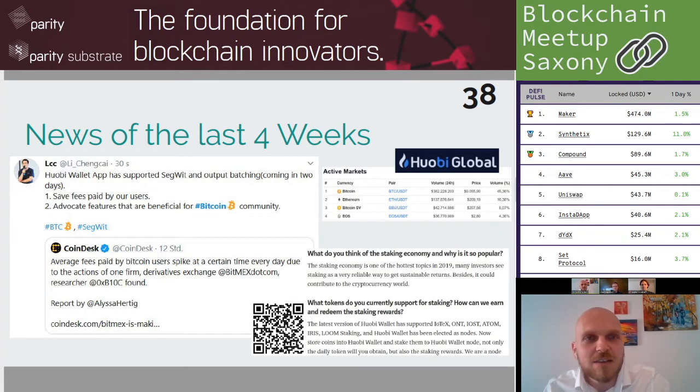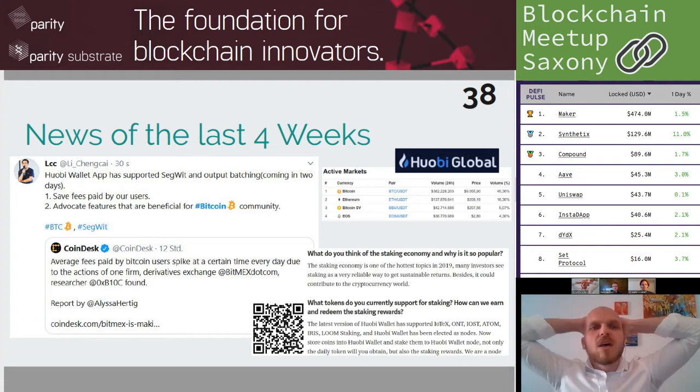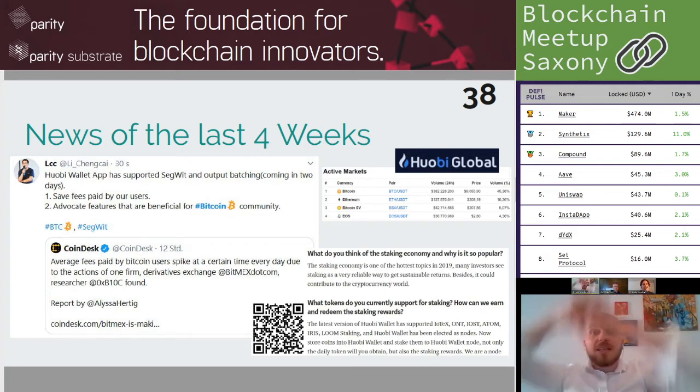The second slide is a little bit more serious news about Huobi, which is not only a mobile wallet or a wallet for cryptocurrencies, it's also an exchange like Huobi Global. And I just put the news because they recently supported SegWit, and this means you can have now lower fees and kind of batching transactions. So I would say it's good news.